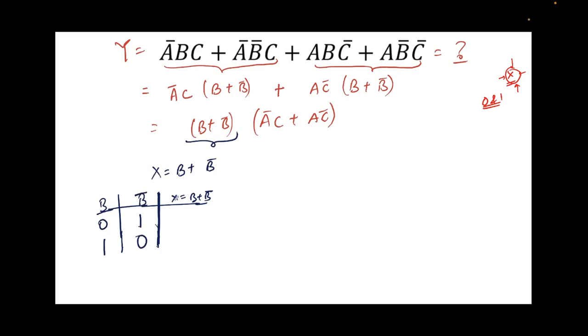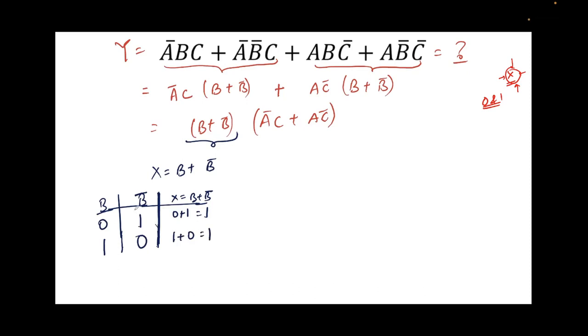Correct? Now let's evaluate the value of x here. x is nothing but b plus b bar. So it will be 0 plus 1, which turns out to be 1. 0 plus 1, we know in Boolean algebra, is 1. In the second row, x equals b plus b bar, the value of b is 1 and the value of b bar is 0. So 1 plus 0 will again turn out to be 1.